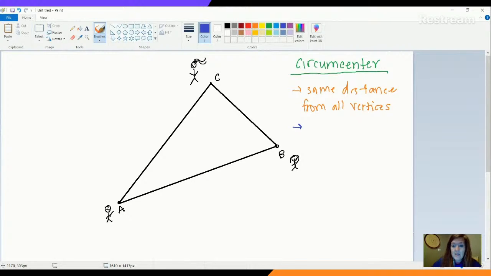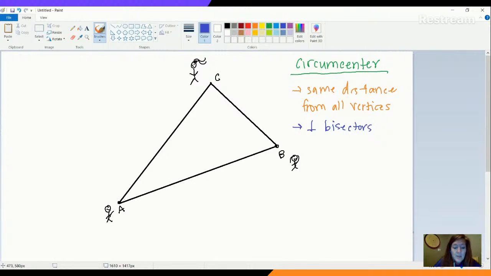You may have guessed this already. We're going to do that by using the perpendicular bisectors. You're like, okay, that's a little weird, but we're going to use the perpendicular bisectors in order to find the spot that is the same distance from all the vertices. And again, that's called finding the circumcenter. So the first thing we have to do is figure out where all of the perpendicular bisectors are.